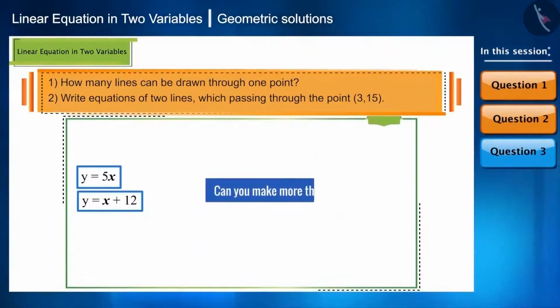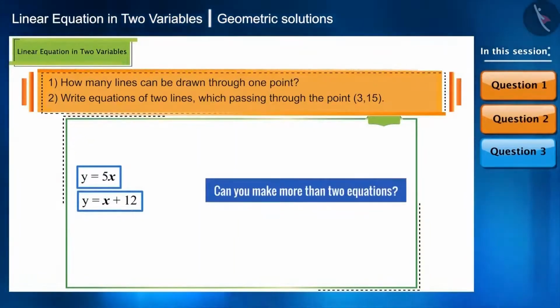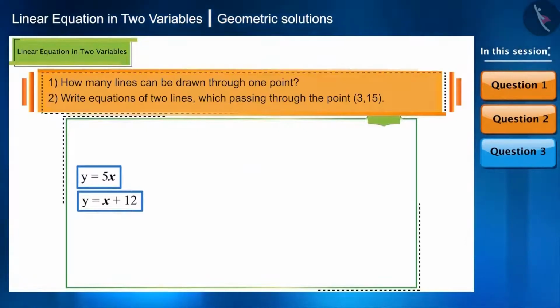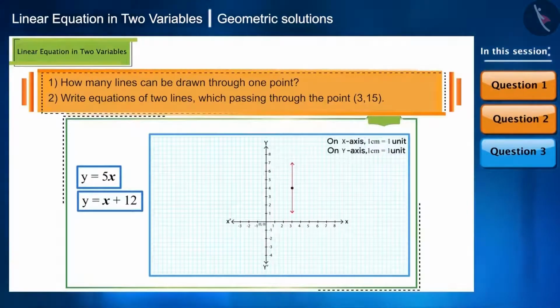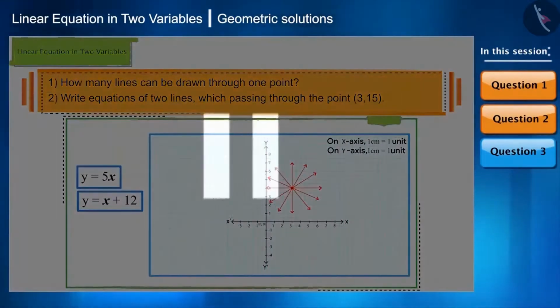Friends, can you make more than 2 equations? Can we establish any other relation between them? As we just saw, infinite number of lines can be drawn from a single point. Similarly, there can also be infinite relations between them. You can try to create more equations after pausing this video.